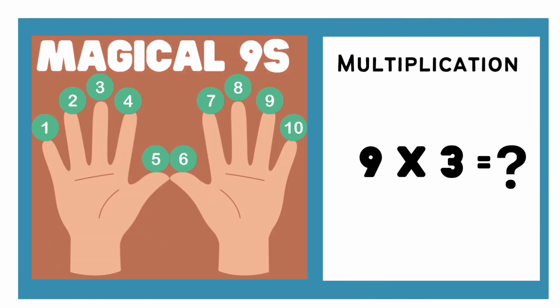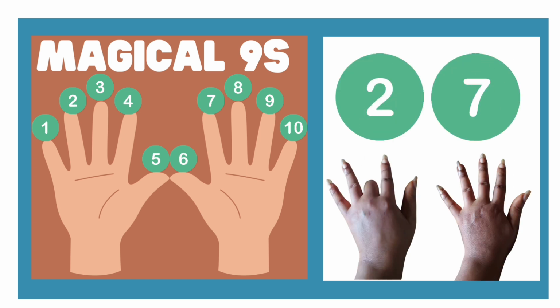9 times 3. Now let's hide our third finger. How many fingers do we have before finger 3? It's 2. How many fingers do we have after finger 3? 7. So 9 times 3 is 27.